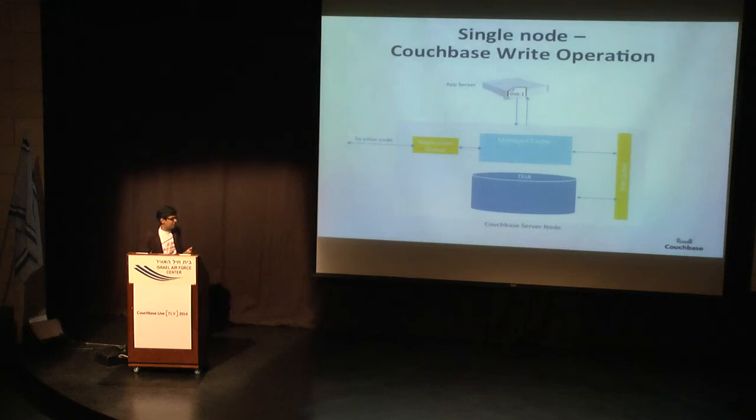When you say client here to the server, even the application server is a client. So the application server has a document, and when the document comes in, it gets written to the managed cache, and then it goes to the disk queue and the replication queue, and from the disk queue it gets written to the disk, and from the replication queue it gets propagated to the other nodes. So that is essentially how a basic write operation works.